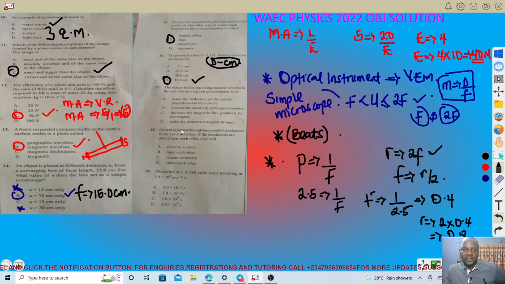Question 17 says the reason for having a large number of turns in the coil of a moving coil galvanometer is to dash. We have talked about the torque of a moving coil galvanometer. I did this in the objective or preparatory class for UTME, talking about sensitivity of a galvanometer. So I said torque is equal to BANI. You know the strength, area, number of turns, and current. So to increase current sensitivity, we actually increase the number of turns. Always keep that in mind. And also use a small area.